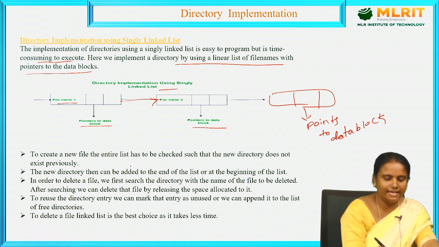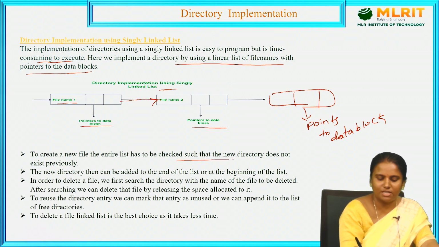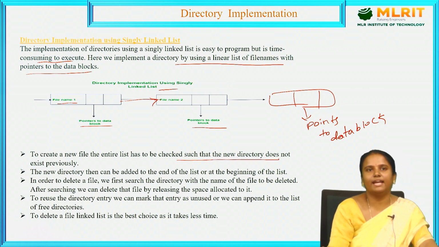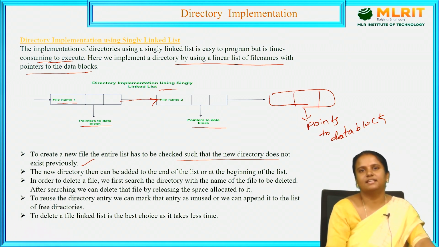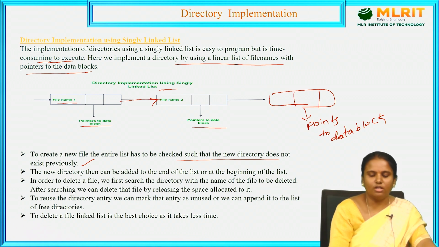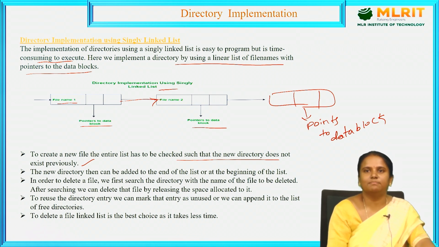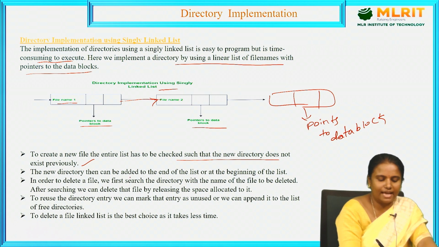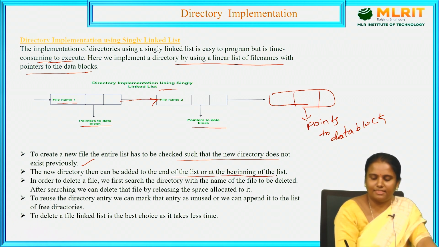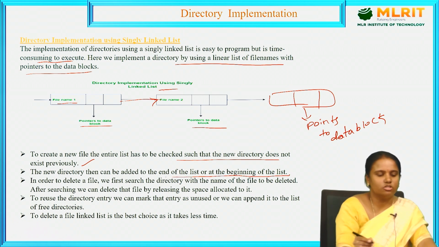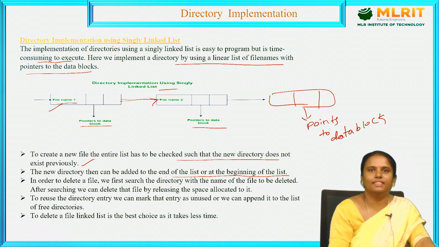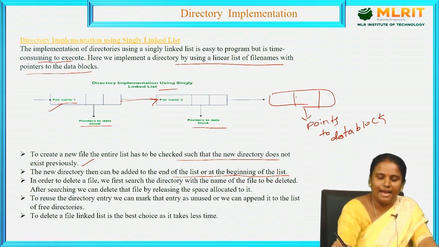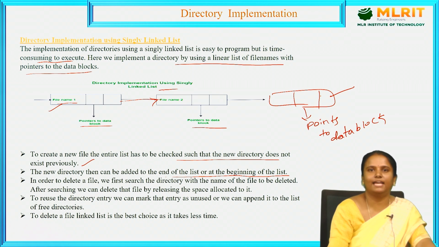To create a new file, the entire list has to be checked so that the new file does not already exist. The new directory entry can be added at the beginning or at the end of the list, at either position.